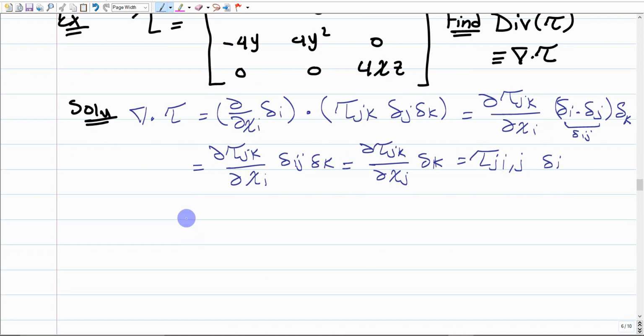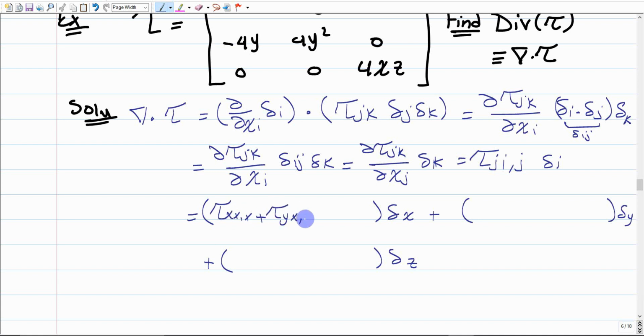Then if I ask you to expand it, what is the expanded form? So we're going to end up with 3 terms times delta x plus 3 other terms times delta y plus 3 other terms times delta z. So the first term will be tau xx comma x plus the tau yx comma y, because the i is still x, right? And you just switch over the j one time x, one time y, one time z, plus tau zx comma z.